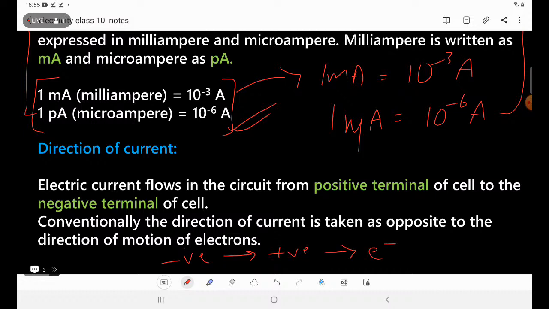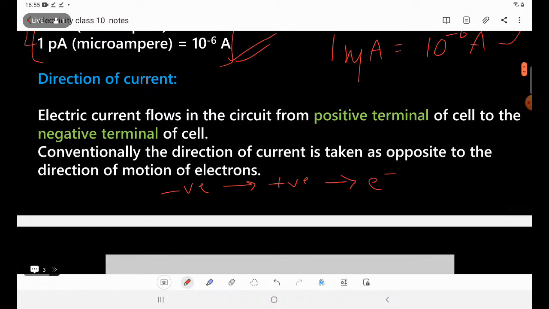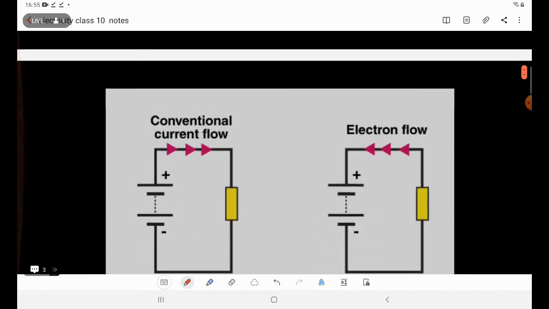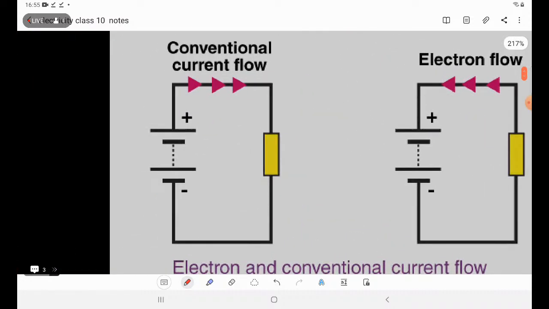This is the original one, but it was conventionally believed that current moved from positive to negative and that protons were moving. Now we can't suddenly change the conventional way, because many laws were derived from the conventional method. If we take out the conventional method, the other laws implemented on electricity would be wasted. So the conventional method is from positive to negative, and this is what we have to draw in our exam.